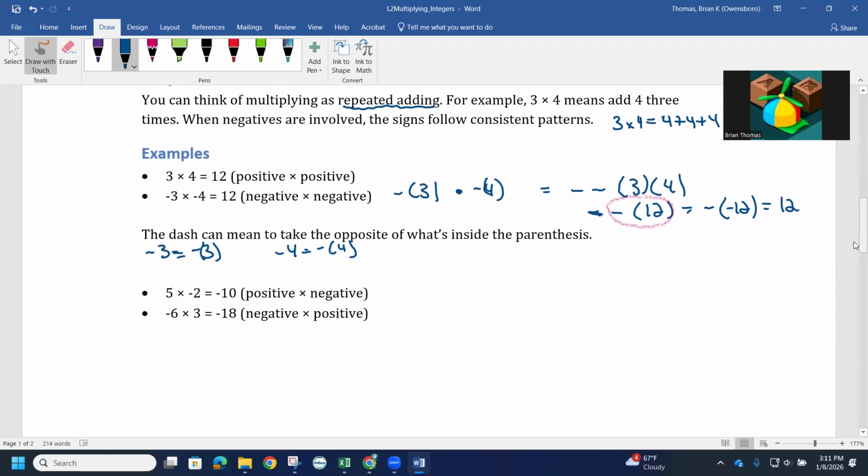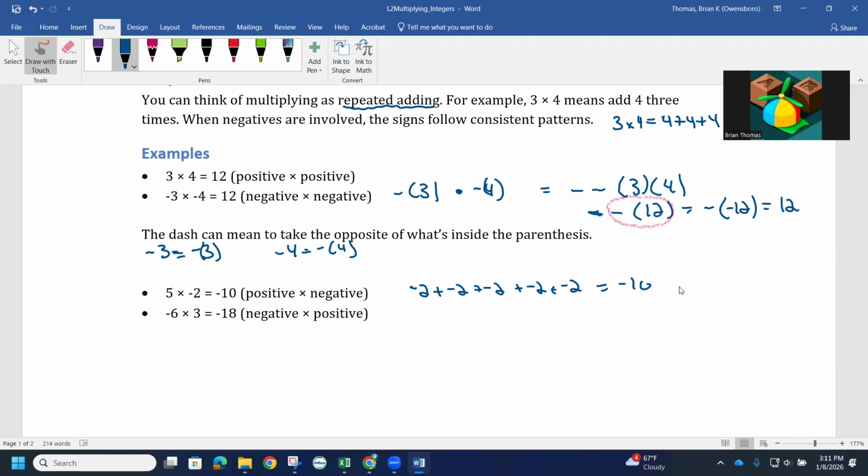As we move forward, if I have 5 times negative 2, notice that if we have a positive times a negative, the answer is going to be a negative 10. There's two ways of looking at this. One way is I could say that's 5 negative 2s. That's a negative 2 plus a negative 2 plus a negative 2 plus a negative 2 plus a negative 2. So what we have is a debt and a debt and a debt and a debt and a debt. So we just have a big old debt. 2, 4, 6, 8, $10 of debt, or negative 10.